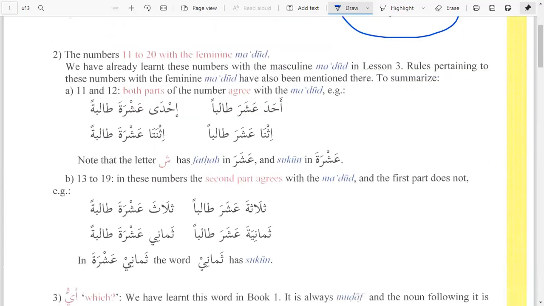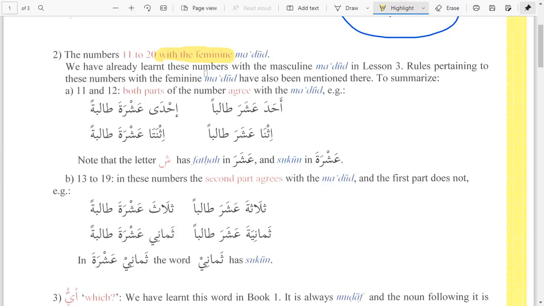And the second thing we will learn in this lesson is the numbers from 11 to 20 with the feminine madud. What is the madud? Madud is the thing that is being counted. The thing being counted, we call it madud.